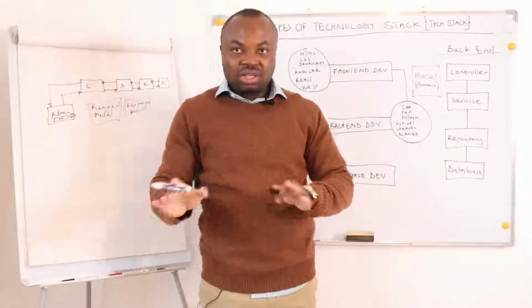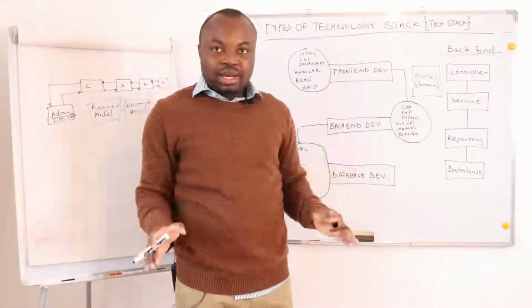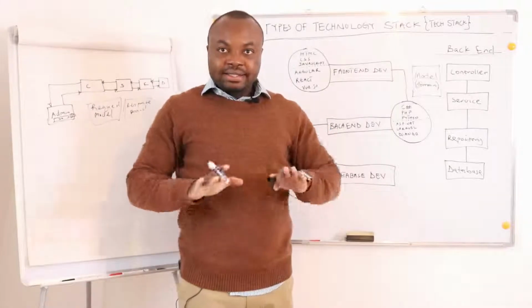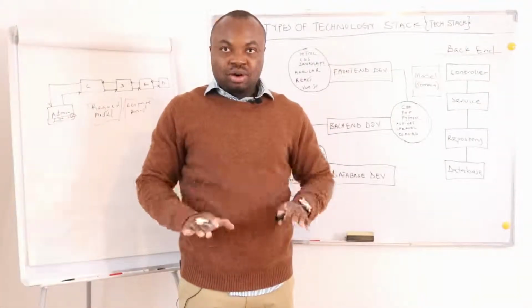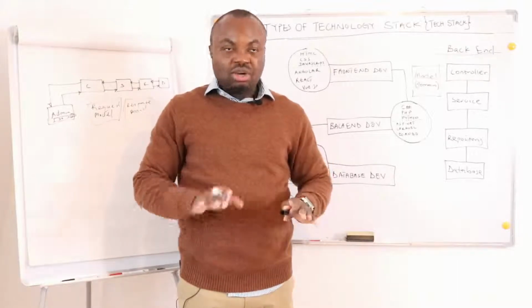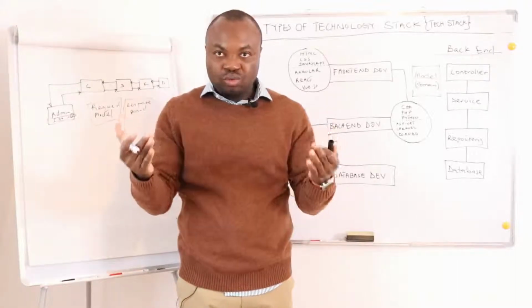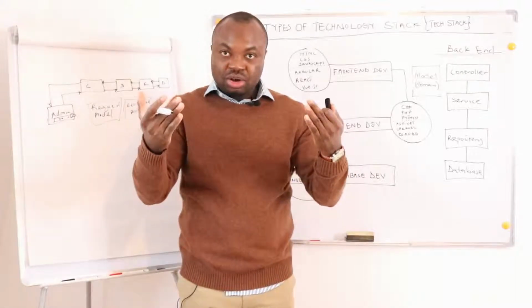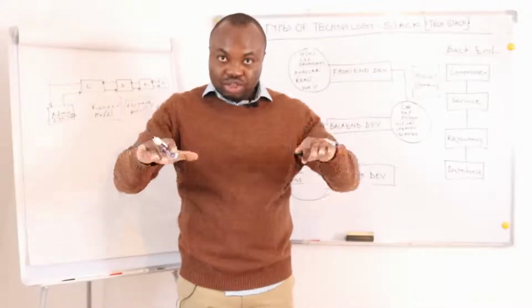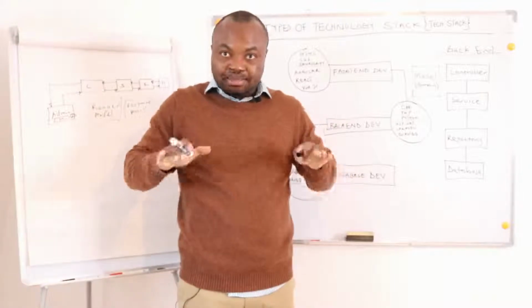So to summarize, I don't want the video to go too long. Our backend is the heart of the business system. This is where you implement all your business rules and business logic, or the way the business functions in real life. The representation of that real-life business within your software happens at the backend.